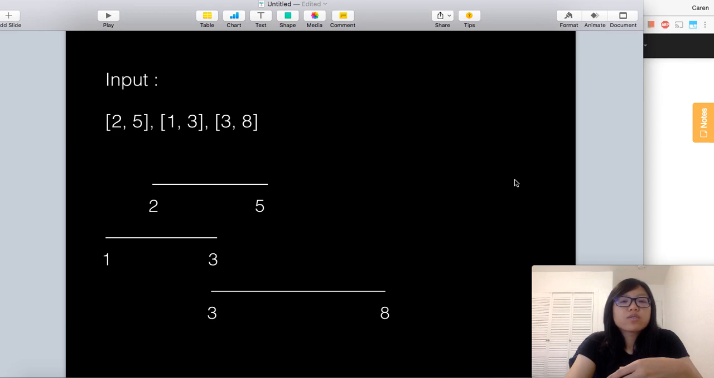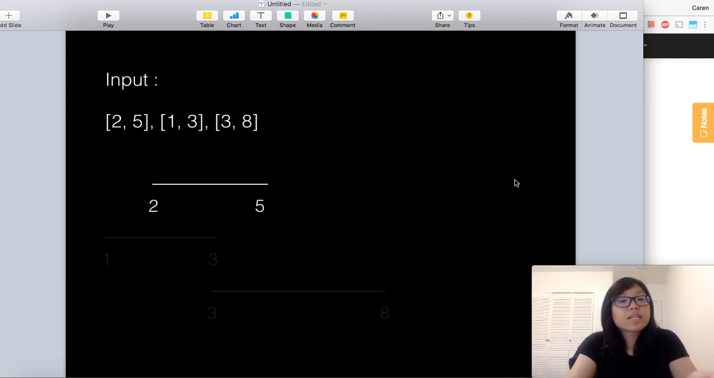And if we try to go about this problem with the same approach that we did before, what we did was we looked at 2 comma 5, and then we said, okay, let's look at the next one. 1, 3. Does that intersect with 2, 5? And yes, it does intersect with 2, 5. So we're going to remove it. And now we're going to look at 3, 8. Does it intersect with 2, 5? Again, it does intersect with 2, 5. So now we ended up removing 2 intervals when really we should just have had to remove 2, 5.